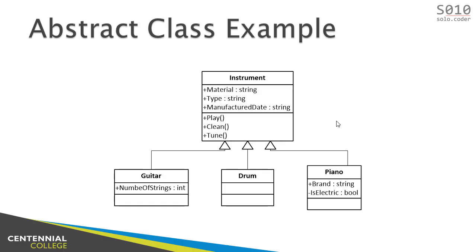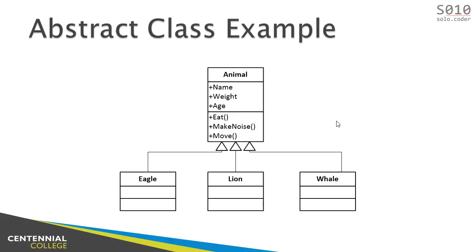Musical instrument: if I say instrument is the parent, well, it's pretty much an abstraction because I don't have the details of that instrument yet. I'm going to have the details right here. I have some general information, material, type, manufacture date, and some abstract methods as well: how to play, how to clean, how to tune the instrument, okay? And again, we are tired of looking at the animal here. At least we have a few different animals there.